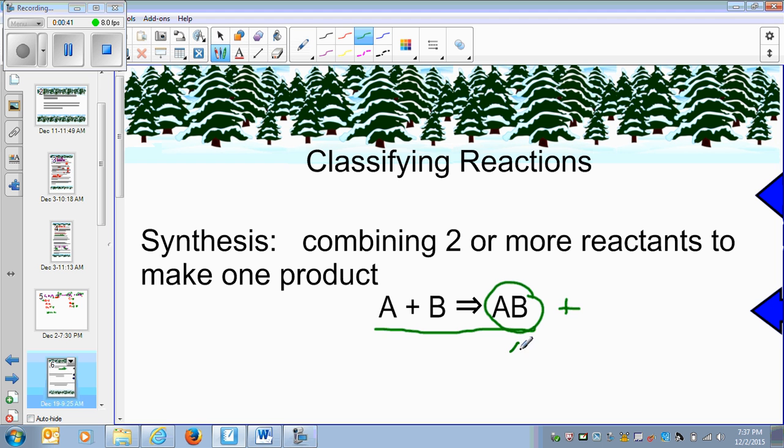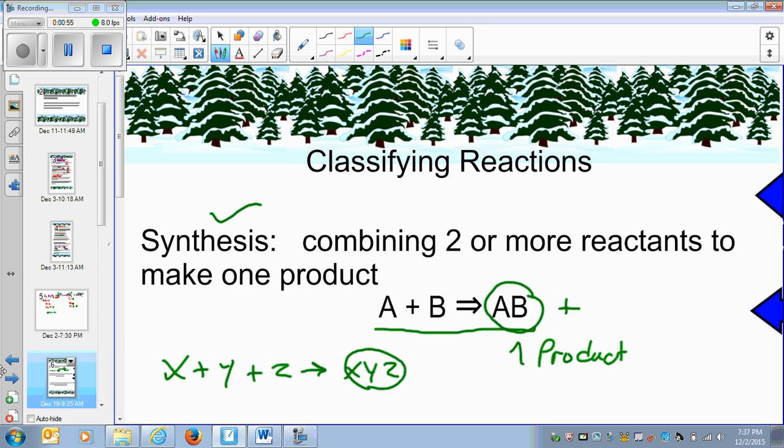I see only one product, that means I was trying to synthesize it. So I say it's a synthesis reaction, where I can take multiple reactants and put them all together as one product. That is called synthesis.